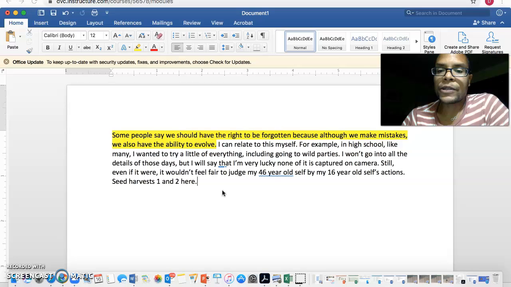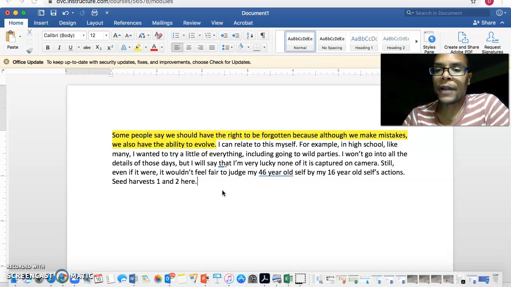The biggest challenge in people's seed harvest is really common, and it's that your seed harvest and your topic sentence don't match. So for example, if you say that some say we shouldn't have that right to be forgotten because the internet remembers everything and it's impossible to be forgotten, then both quotations that you use need to show how the internet hangs on to stuff forever.